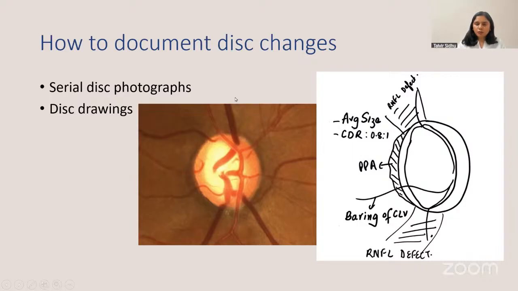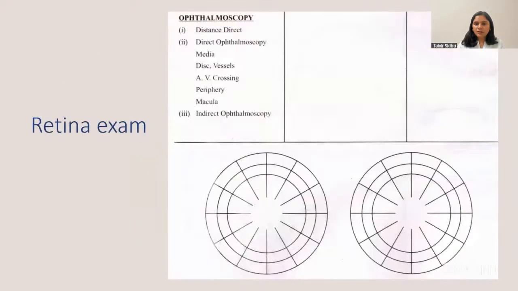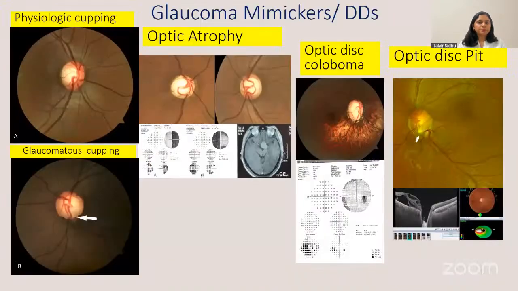Now, it is also important that after you have done this, you examine the entire retina and you make the retina chart and you also fill in all the other findings that you usually see in an ophthalmic case. Please do not skip those.